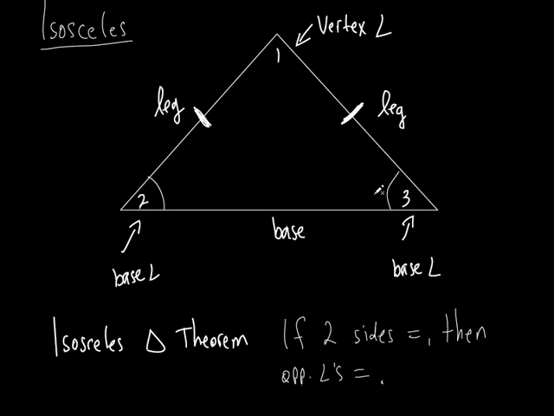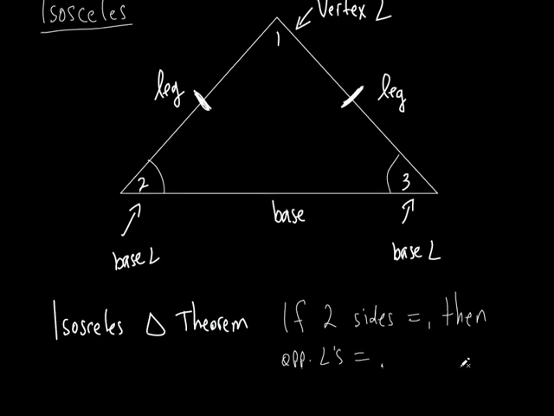Make sense? It's a little wordy, the way they write it. I'm just trying to shorten it so it makes a little sense. If the two legs are equal, then the two base angles are equal, if you want to say it like that. Got it? What do you think might be true the other way around? If those two angles are equal, then... You got it. Exactly. And that's the converse.